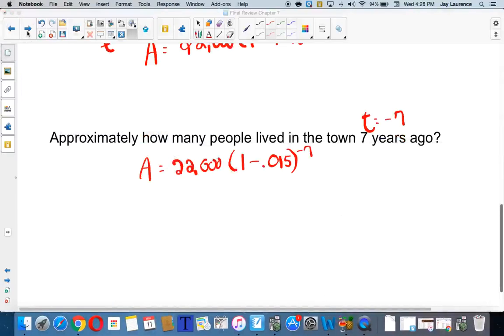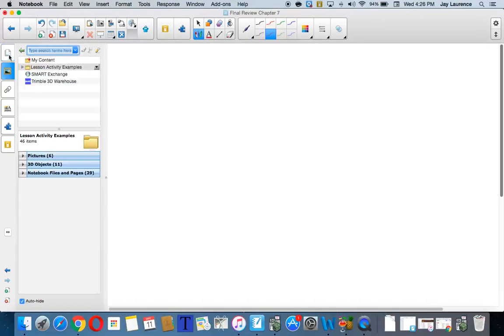Okay, let me just check and make sure that was the last one. I believe that was. Yep, there are no more pages to be found.